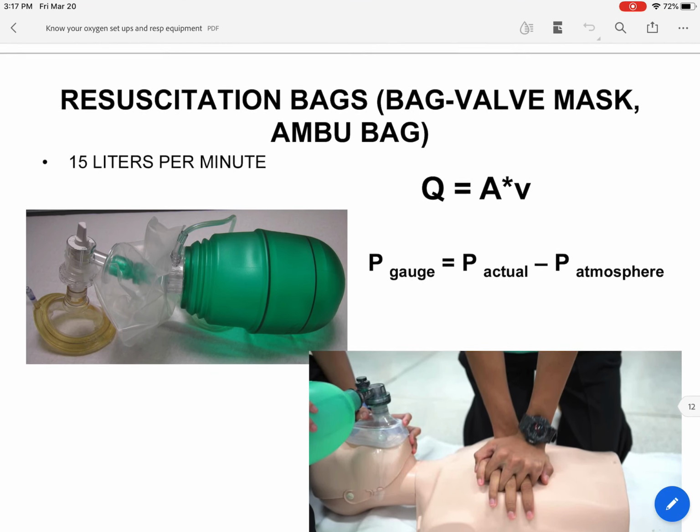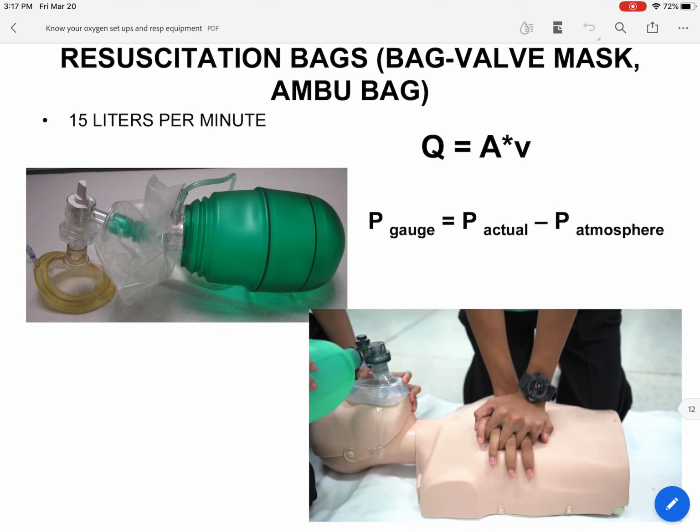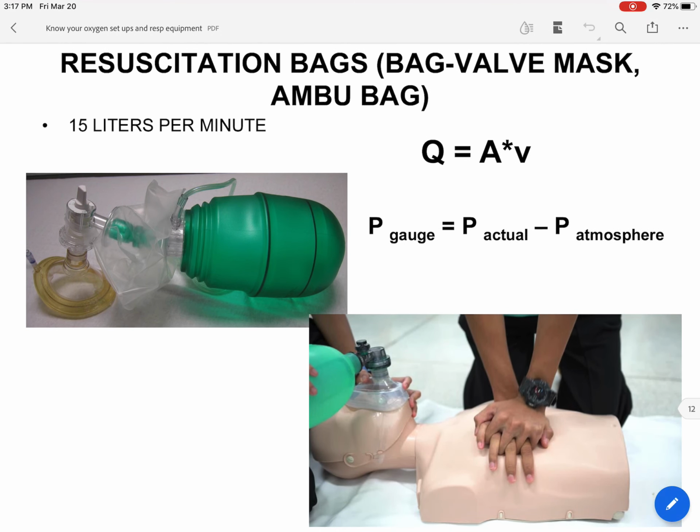Another example here, these resuscitation bags. Two things you have to take into account: the pressure on the outside versus the pressure inside the bag. That's going to be the gauge pressure. And then the rate at which the person receives the air, that's going to be the flow rate.